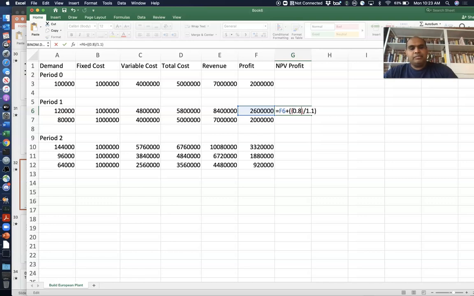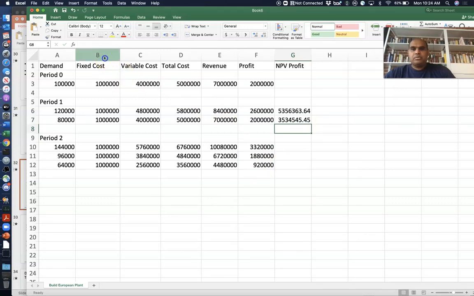So this is 80% times the probability of demand going up times the scenario, the profit when demand goes up, plus 20% chance that demand will go down. So this is the scenario when demand goes down. That's the net present value here. And here the net present value is, again, I'm going to divide this by 1.1. There is an 80% chance that demand goes up from here, and a 20% chance that demand goes down. That's the net present value there.